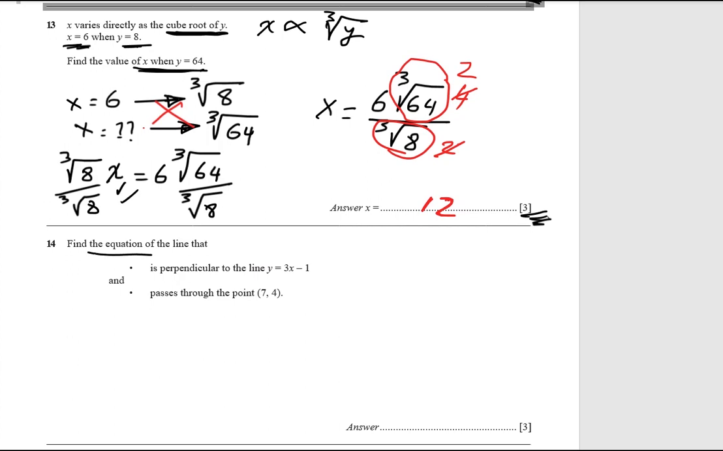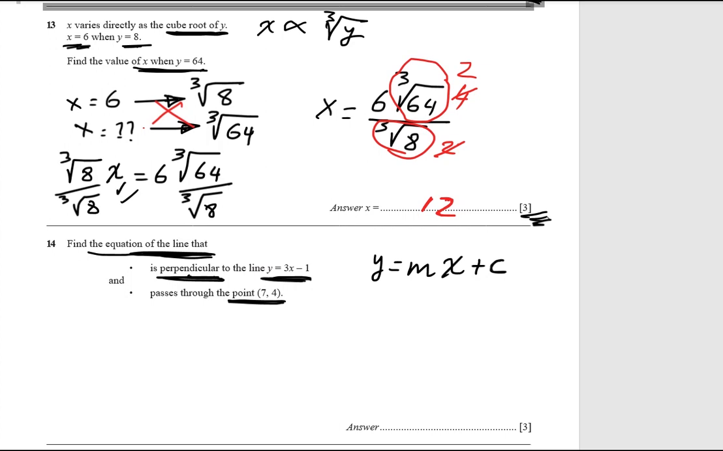Find the equation of the line. It's perpendicular, and this is very, very important. It's perpendicular to the line y equals 3x minus 1, and this line, which is perpendicular, passes through the point (7, 4). So, you remember that the equation of the line is y equal to m, which is the slope, multiplied by x, plus c. This is the general equation of a line.